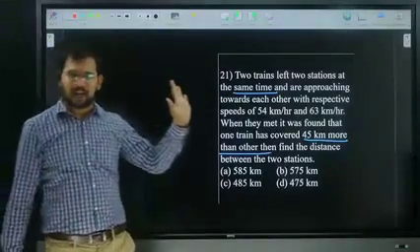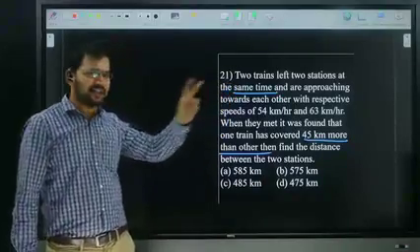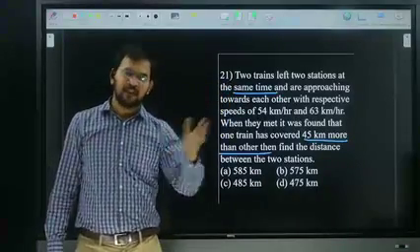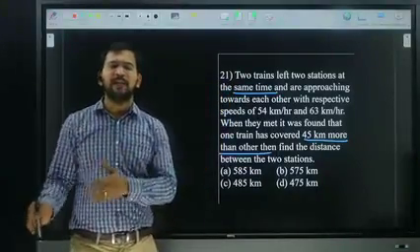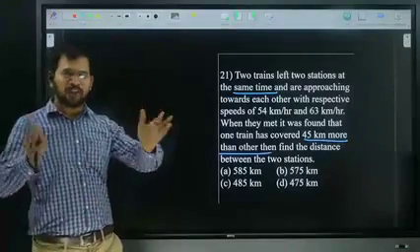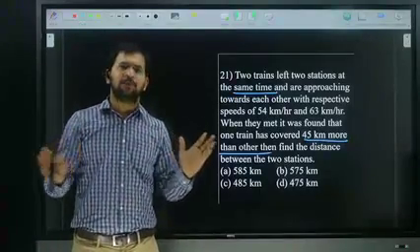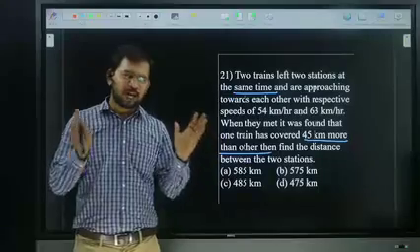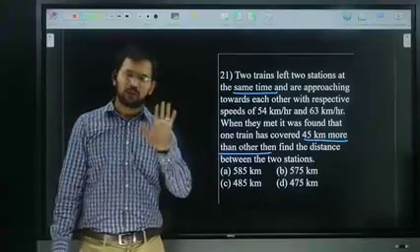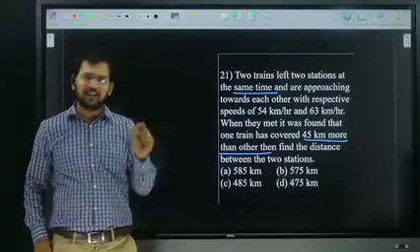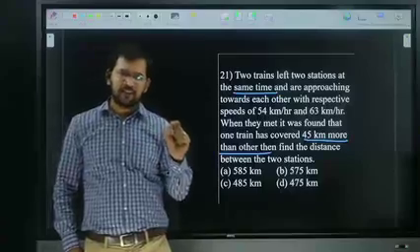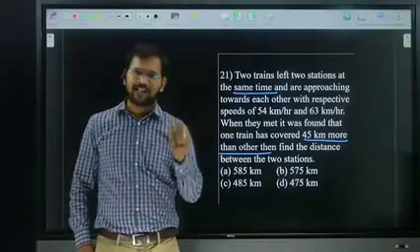This is the time constant method, because two trains left two stations at the same time. Starting time is same, meeting time is same. Therefore, the duration of the travelling is the same. Based upon this point, we decide this question is related to the time constant method. I already told you, whenever time is constant, speed and distance are directly proportional to each other.